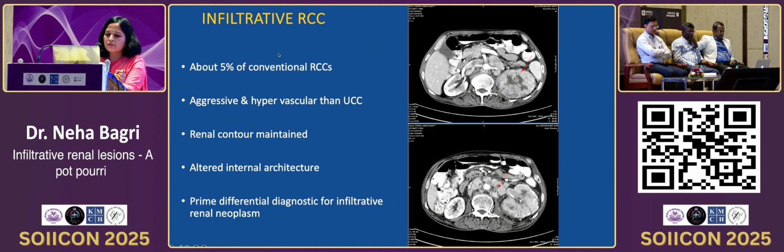So coming to the infiltrative type, they comprise about 5% of the conventional RCC. They are aggressive, hypervascular. The renal contour is maintained. They alter the internal architecture of the kidney, and they are the prime differential diagnosis for infiltrative renal neoplasm. So if you see an infiltrative renal lesion, first think of infiltrative RCC, then urothelial cell carcinoma, because again incidence wise RCC is more common.